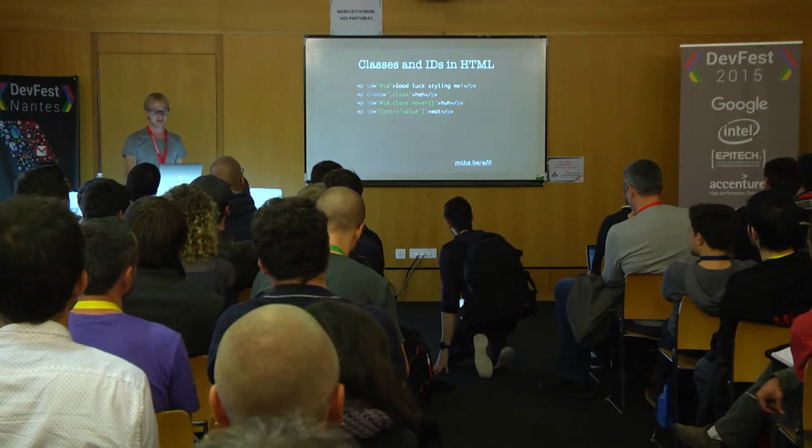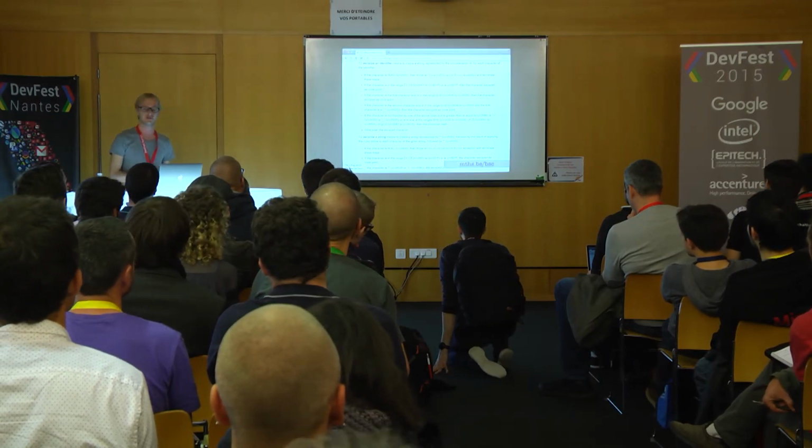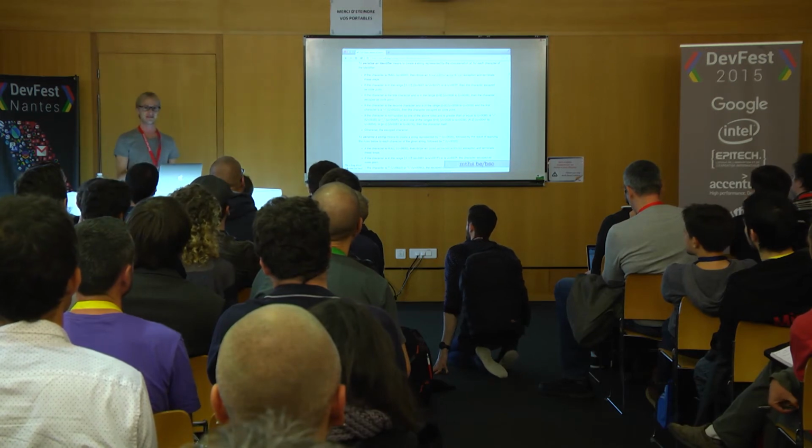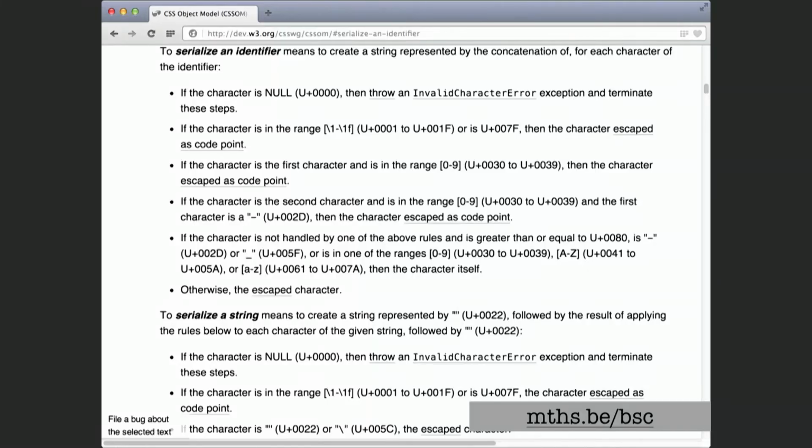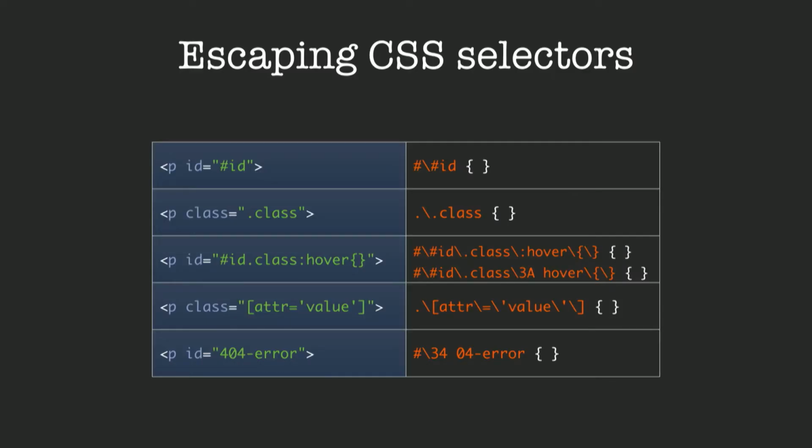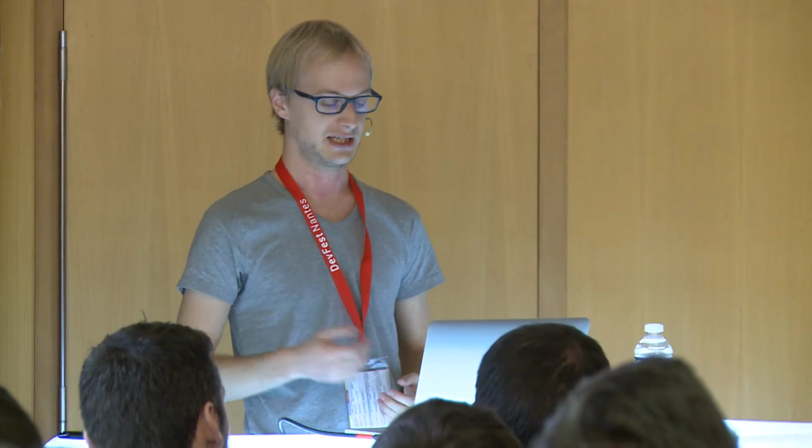Well, the answer is we need to escape these values first so that they become valid identifiers. And there's that word again. So only then can we use them as part of a CSS selector. And this is what that would look like. So the hash symbol, for example, has special meaning in CSS, obviously, so it cannot be used as it is. We need to escape it, and that can be done just by making it \#id. The same thing goes for the dot character.